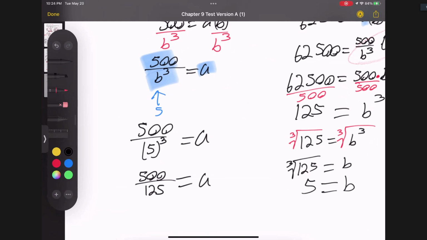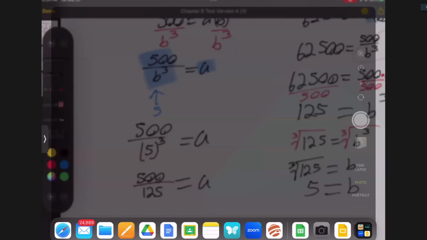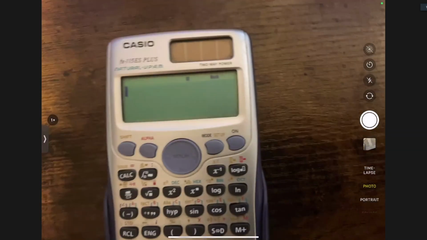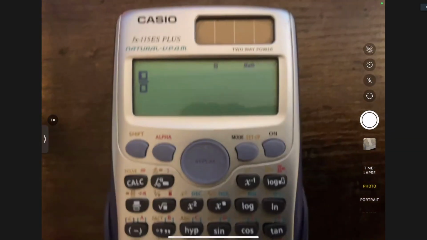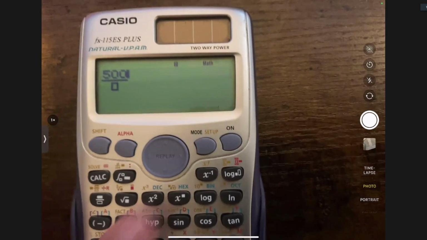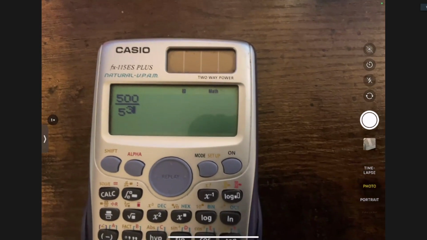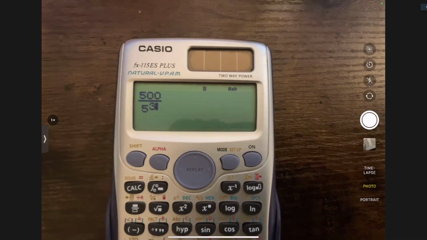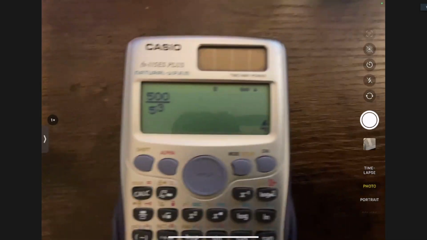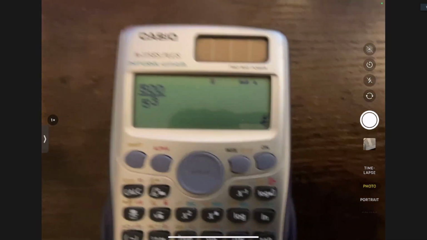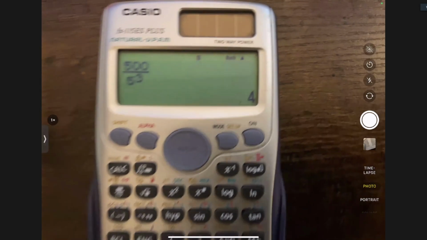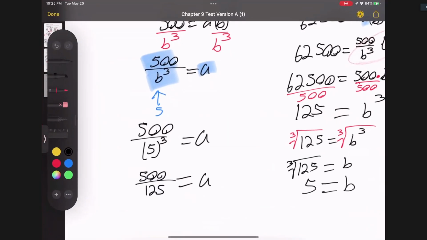You do not need to do all these calculations. You can just let the calculator do the work if you want to. See how perfectly that looks? 500 divided by 5 to the third power. Look what happens. It gives me the answer perfectly, and I know that I'm putting it in correctly. So my answer will be 4. A is equal to 4.